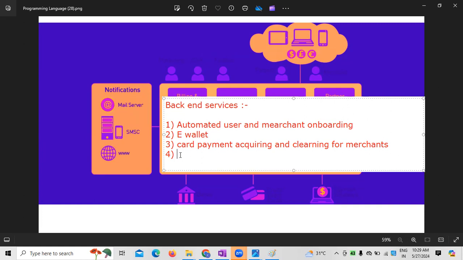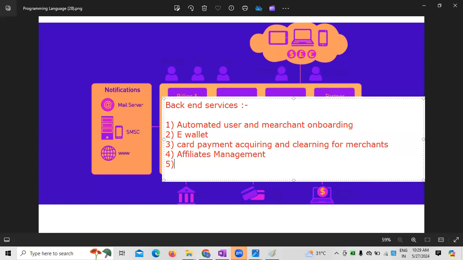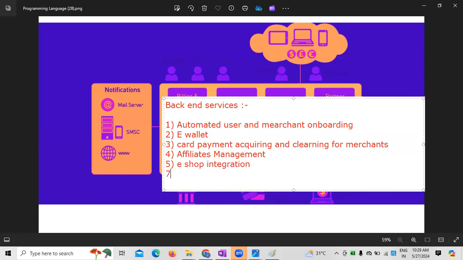Next, we need to focus more on affiliates management, because affiliates management is also one of the core backend services we have to provide when we are providing any payment solutions for the customer. Next, we need to focus on the e-shop integration, because if there are any payments, especially in the context of e-shopping, that integration has to be done.